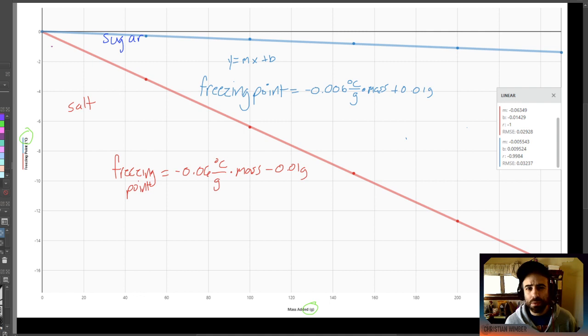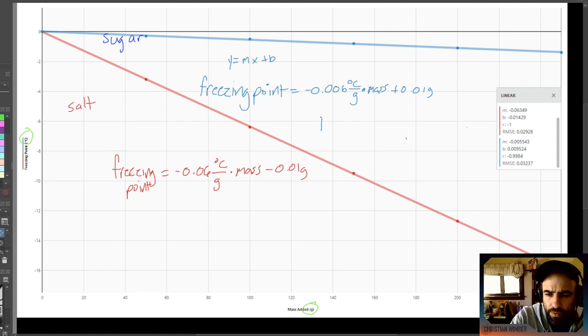Next, I want you to be able to interpret the slope and the y-intercept. So let's do that real quickly. The interpretation of these is actually not too bad. The best way to interpret a slope, and we've done this before, is using a for every statement.